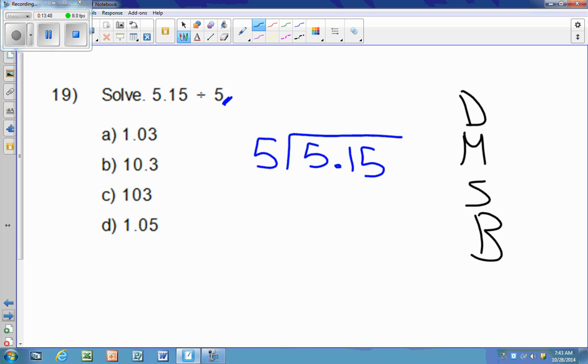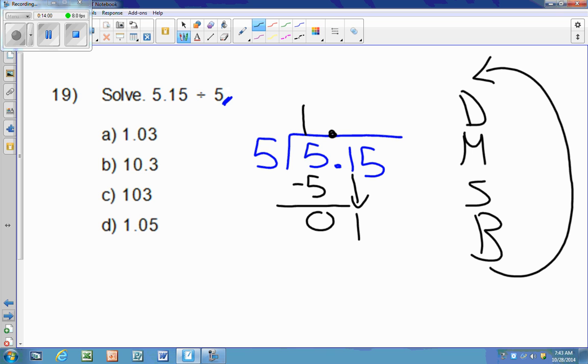So first I'm going to divide, multiply, subtract, and now I bring down. I notice my next spot is a decimal. Once I bring down, my reminder is that I have to go back to the top. How many times can 5 go into 1? It goes in 0. I have to place that 0. 0 times 5 is 0. And now I subtract. And I bring down my next number.